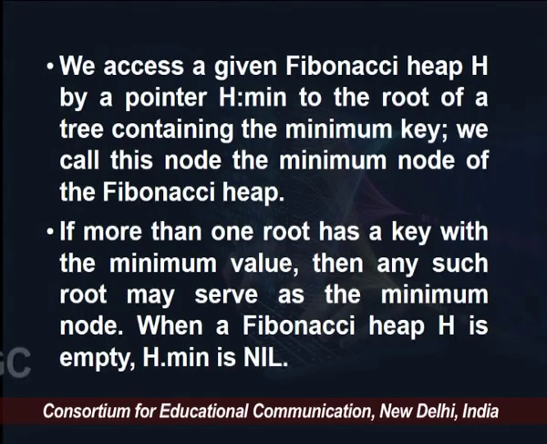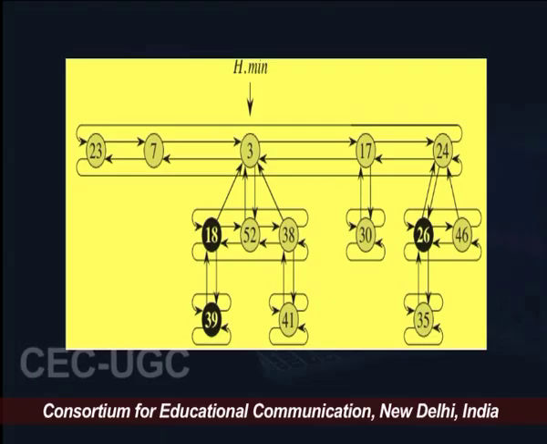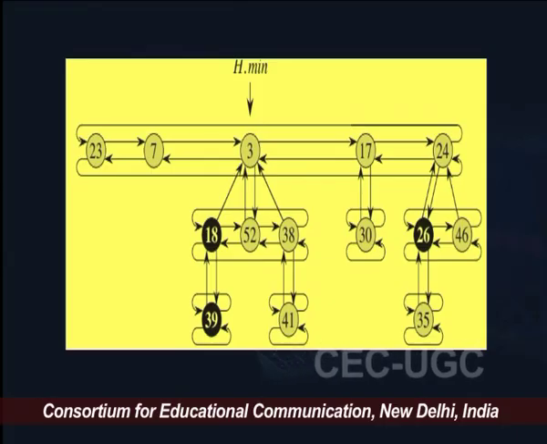And this H.min we have already seen in this figure or in our previous figure. So, here H.min is pointing towards the node 3, which is the minimum key. So, H.min is an entry point to this Fibonacci heap, or we can say we access the Fibonacci heap using this H.min.